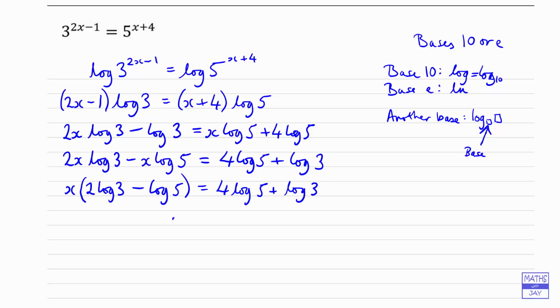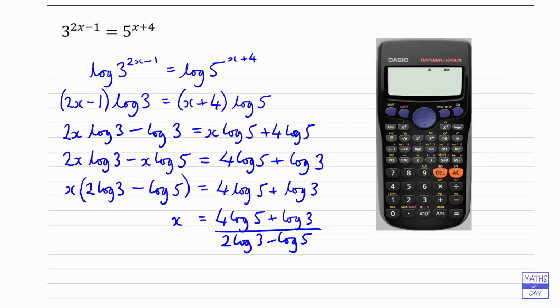And so the answer is going to be that x is 4 log 5 plus log 3, and that will be divided by 2 log 3 minus log 5. So now we just need to key that into the calculator.